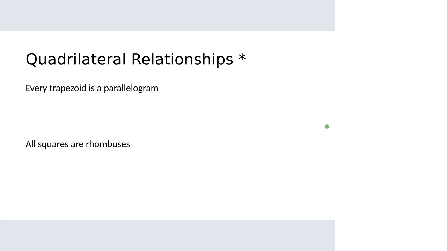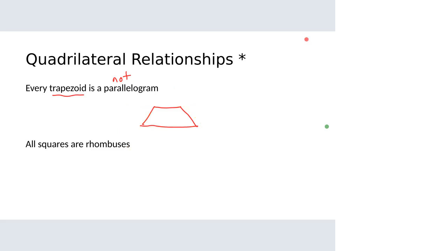So the first one, every trapezoid is a parallelogram. What I want to do here is try to find that counterexample. I'm going to try to draw a trapezoid that is not a parallelogram. Well, let's see. If I draw a trapezoid, that means I have exactly two sides parallel. So here, my top and bottom are parallel, my left and right are not. Okay, so I've drawn a trapezoid. Hey, that's not a parallelogram, because a parallelogram has top and bottom parallel and left and right parallel.